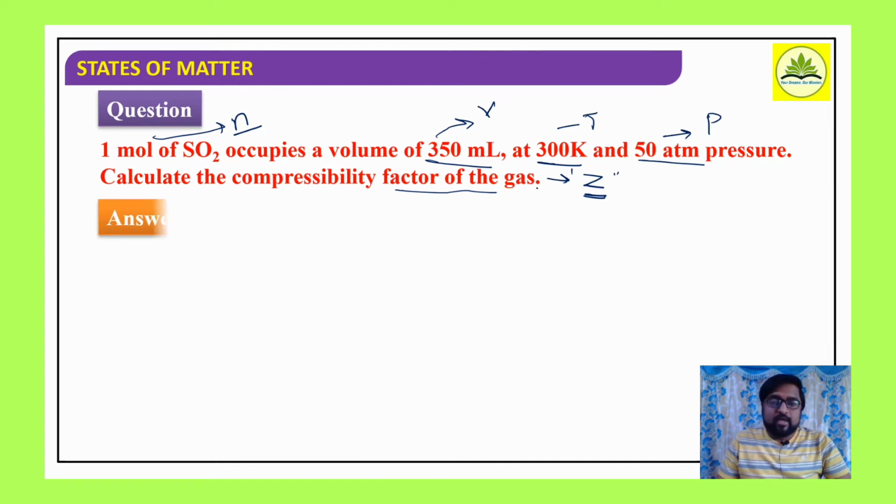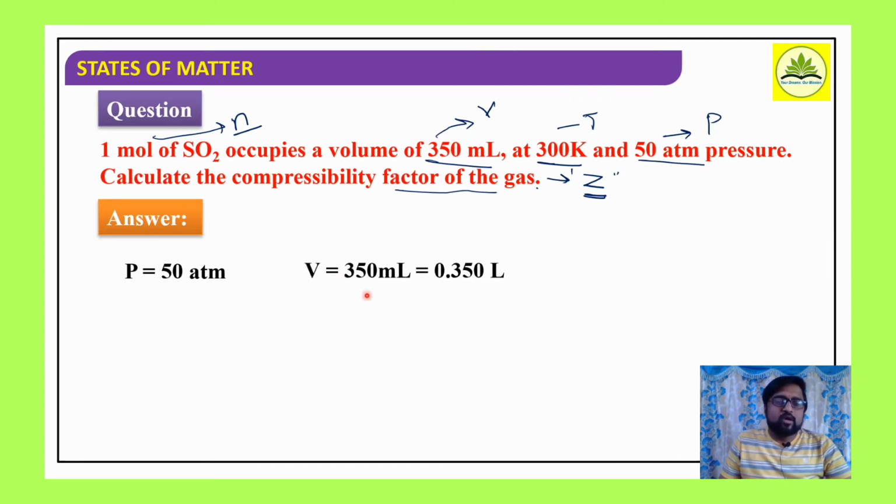Okay, so consider the given data first. P is 50 atmosphere, volume 350 ml, so it must be converted into liters. 350 milliliter can be converted in terms of liter as 0.350 liter. And number of moles, 1 mole is given, and temperature 300 Kelvin.